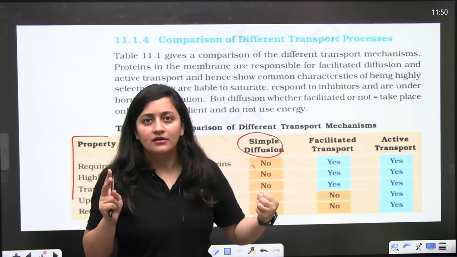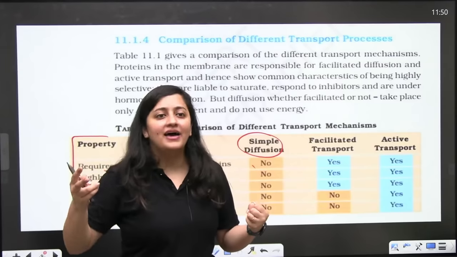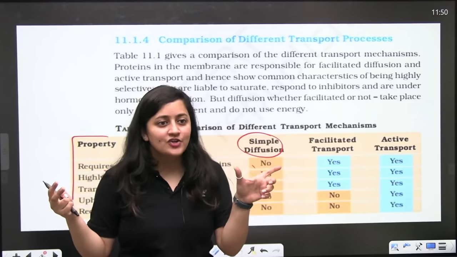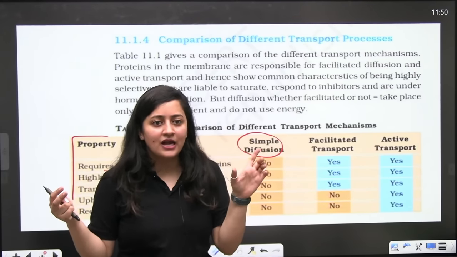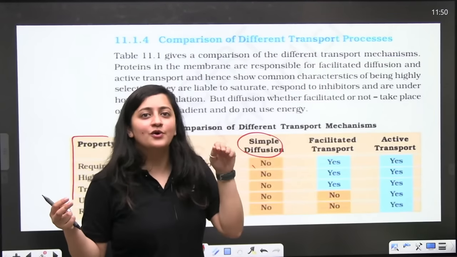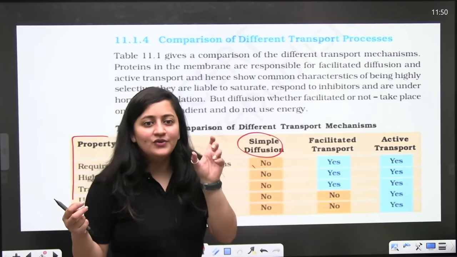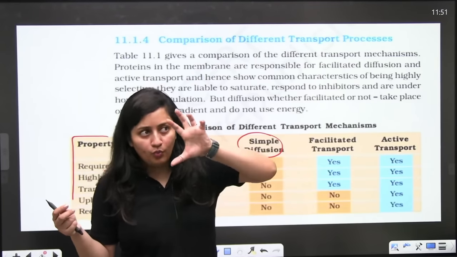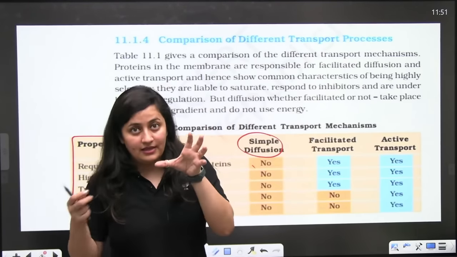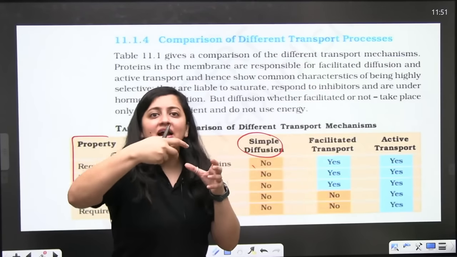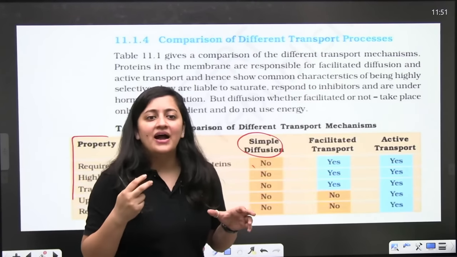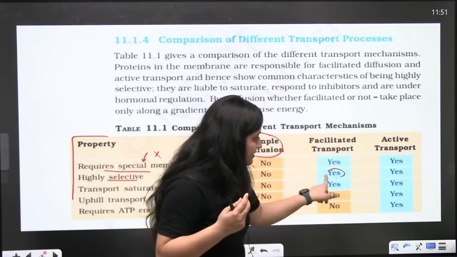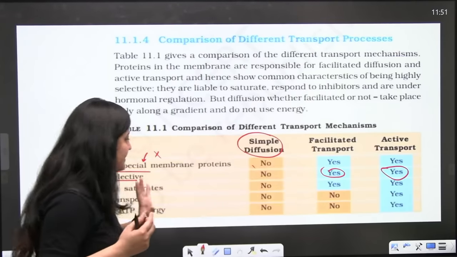Compatibility should be there. Like, let's say you are going to a marriage, right? You need that invitation card, na? You cannot just invade there. You cannot be an intruder there. You need that invitation card. Same as the case here. So if any molecule wants to go in or out of the cell by a carrier protein, compatibility should be there, right? So that is why here, in both the transports, yes is there.